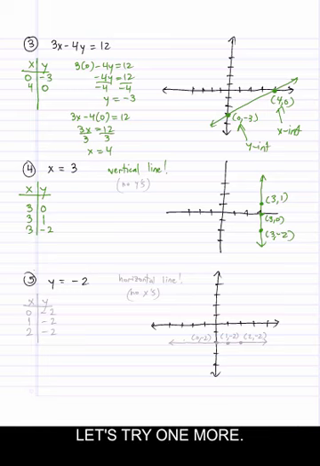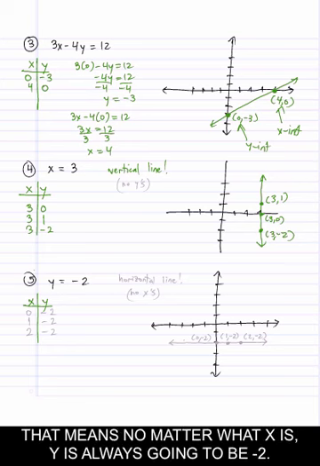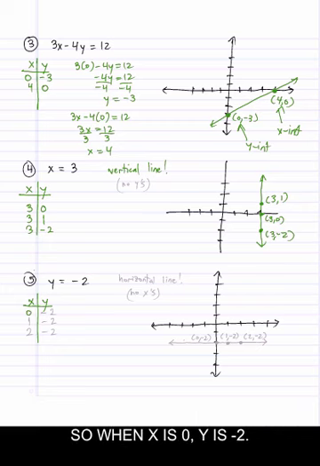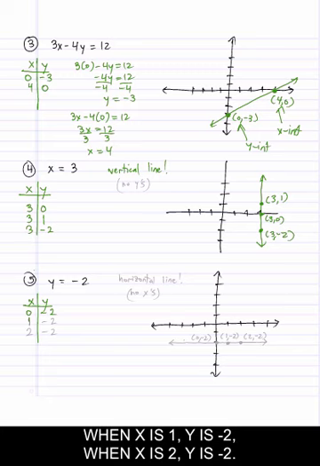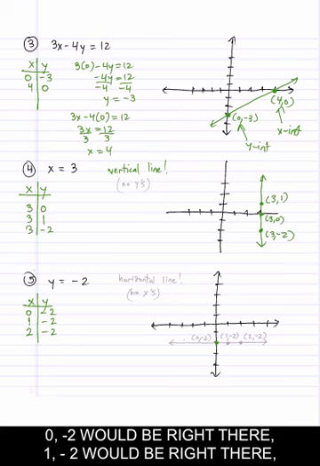Let's try one more. In this one, y is always fixed. That means no matter what x is, y is always going to be negative 2. So when x is 0, y is negative 2. When x is 1, y is negative 2. When x is 2, y is negative 2. Let's try drawing this to see what happens here. 0, negative 2 would be right there. 1, negative 2 would be right there. 2, negative 2 would be right there.